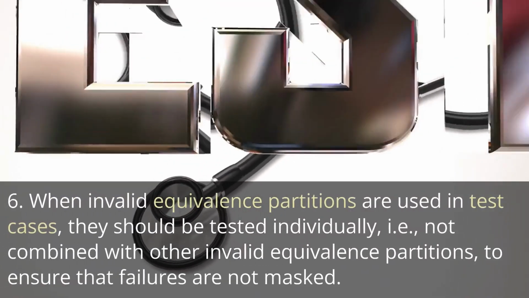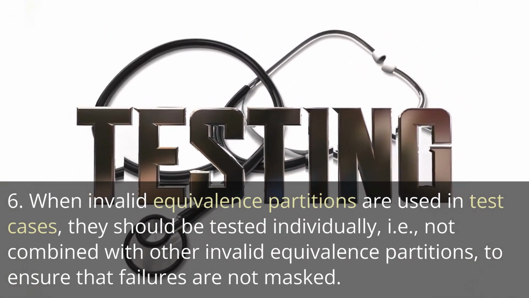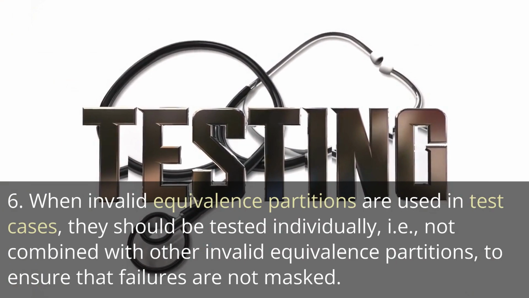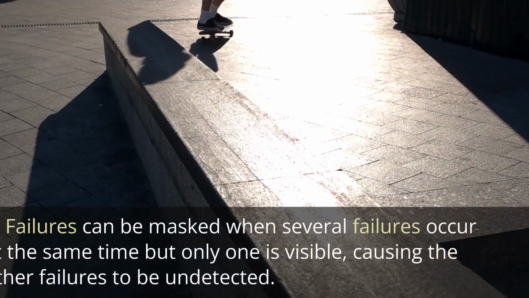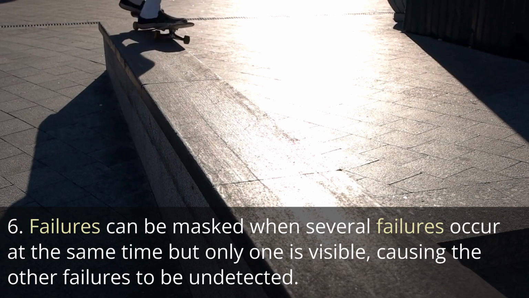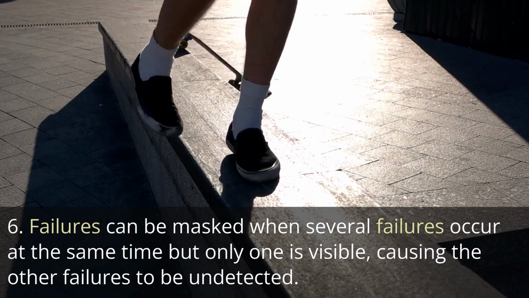6. When invalid equivalence partitions are used in test cases, they should be tested individually, i.e., not combined with other invalid equivalence partitions, to ensure that failures are not masked. Failures can be masked when several failures occur at the same time but only one is visible, causing the other failures to be undetected.